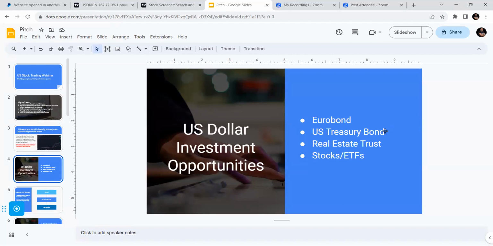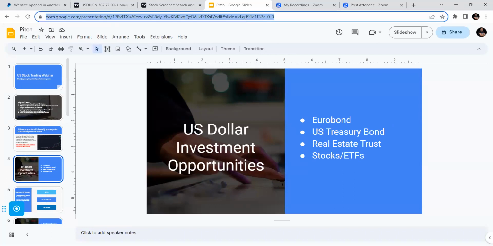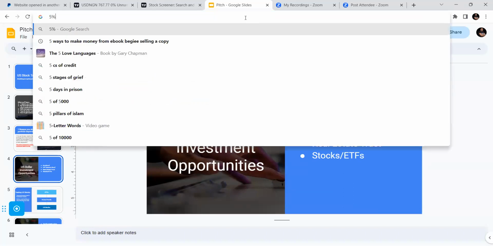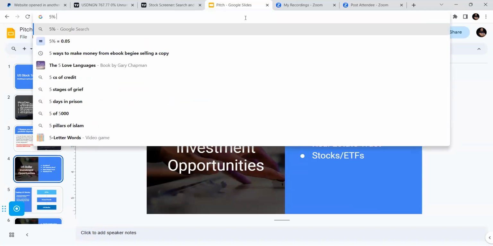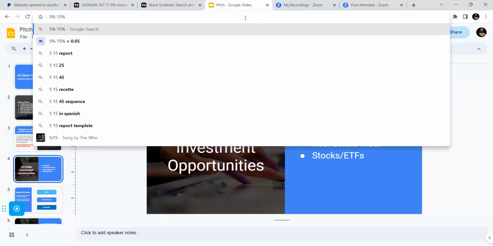Now, if you look at it, you will say, is 5% not small? Then let me shock you with something. Do you know that a 5% return in dollars is actually better than a 15% return in Naira? If I invest in US Treasury bond that's giving me 5% return every year, and you invest in FGN bond that's giving you 15% return.